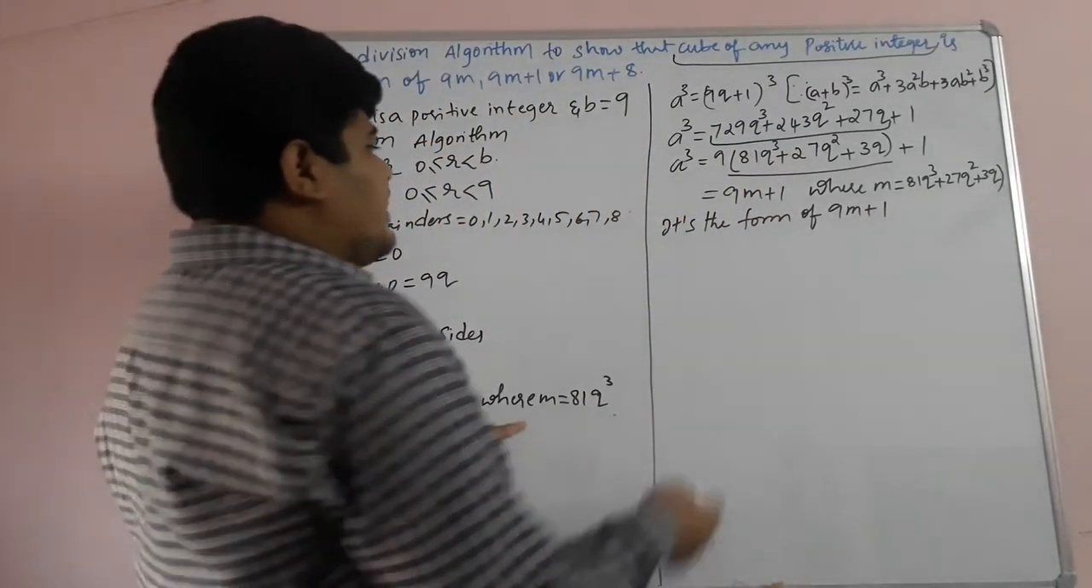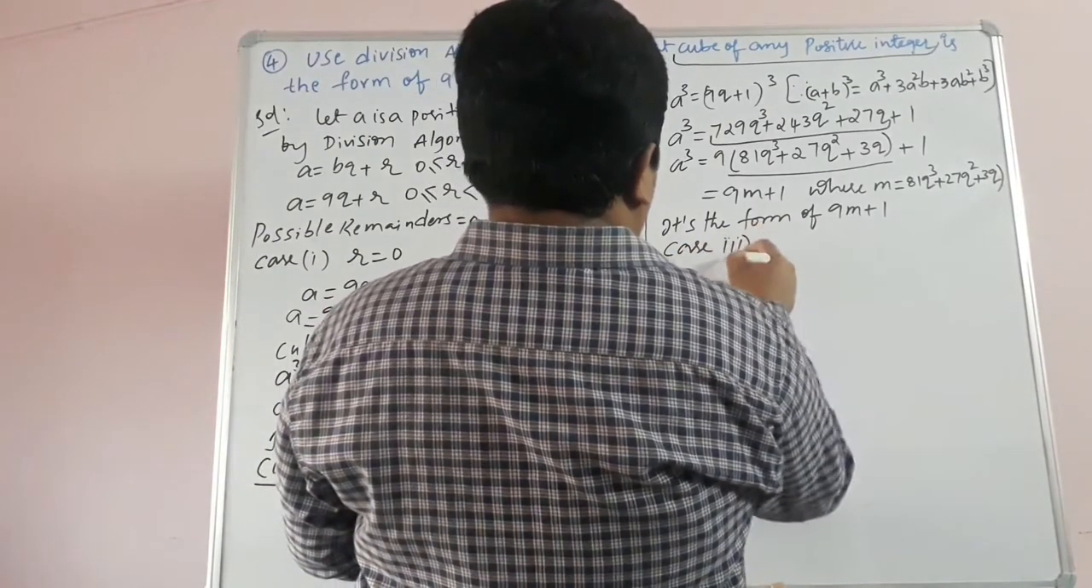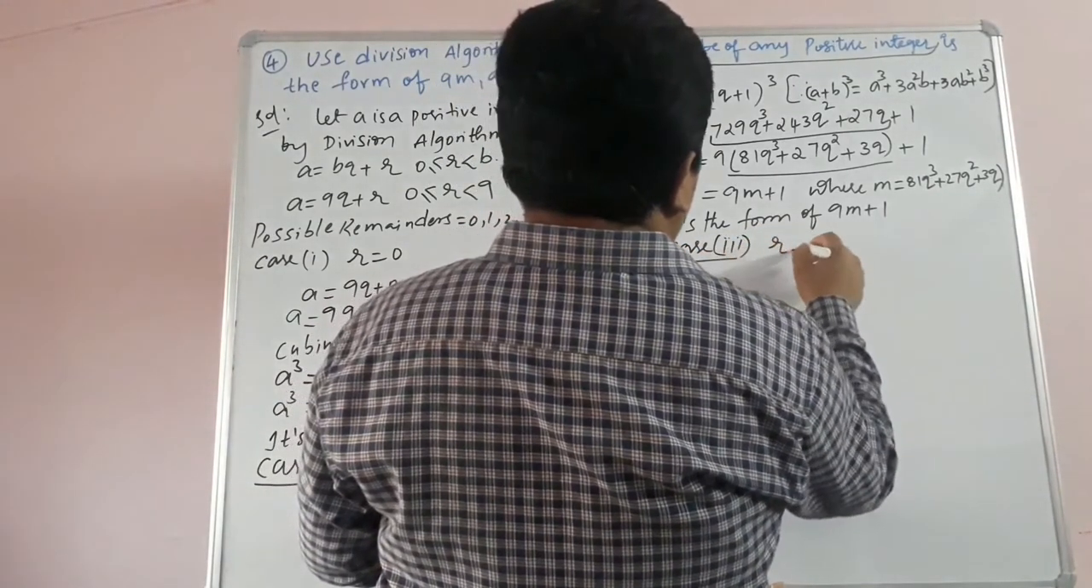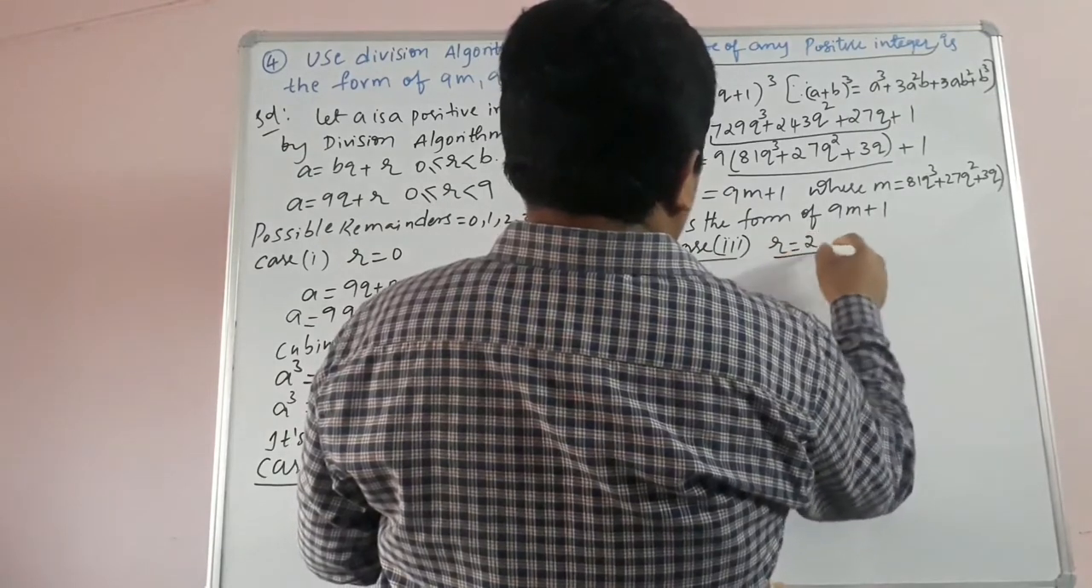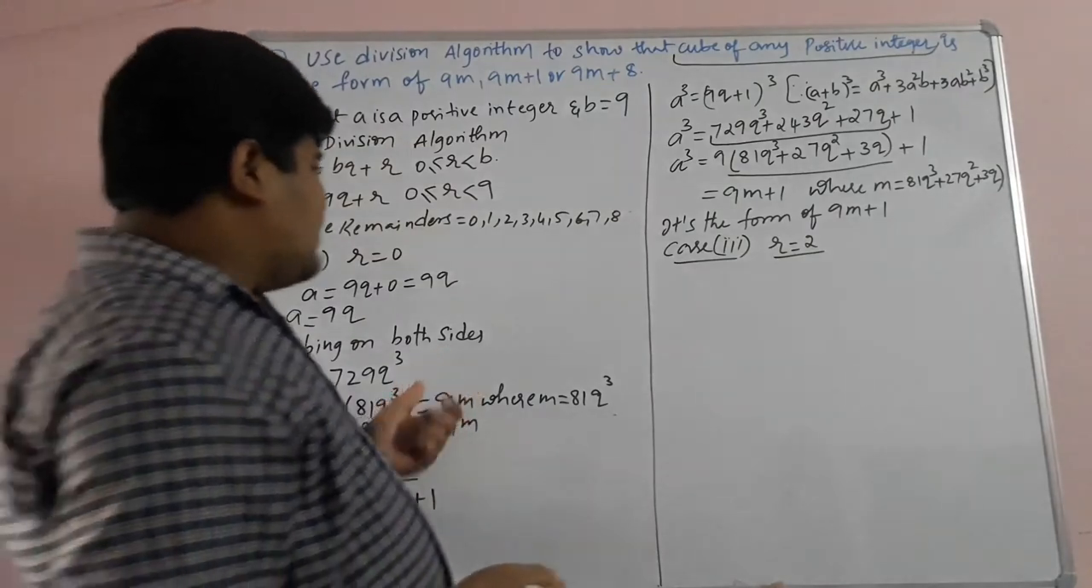Now children, case 3. Now case 3, r is equal to 2. Now children, a is equal to what?